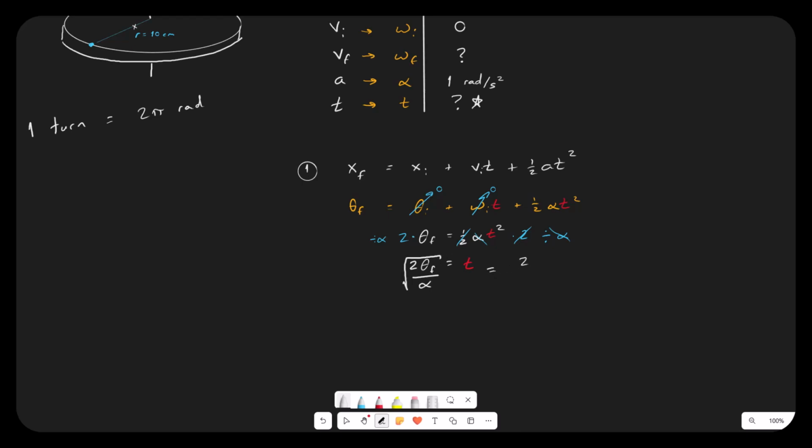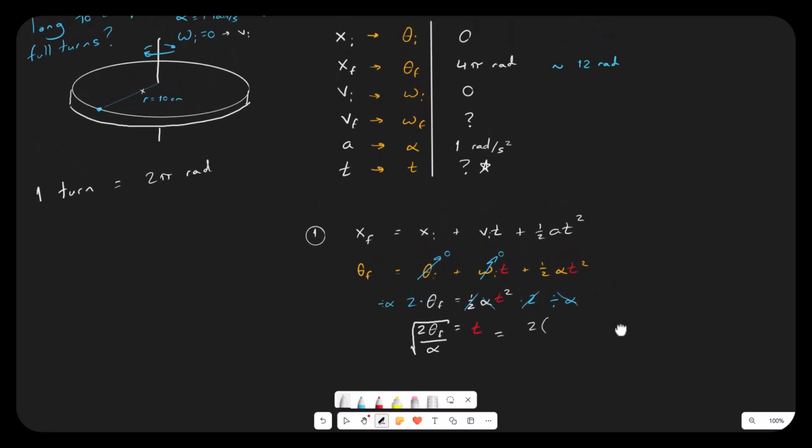So I'll plug this in. 2 times my final position, which was 4 pi. Again, something like 12. Over alpha, which was 1 radian per second squared. I'm going to take a square root. If I estimate this with pi as 3, 2 times 12 is 24. The square root of 24 is going to be a little bit less than 5. So let's see what this is with plugging in the 4 pi instead. Because pi is a little bit more than 3, this answer is going to be a little bit more than what I had estimated. I estimated just under 5 seconds. What I get with plugging this in is 5.01 seconds, which is not bad.